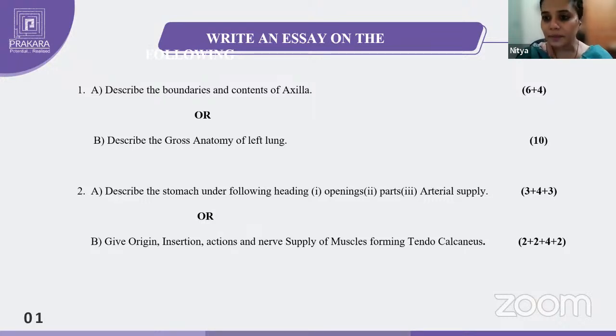So once again, I'm repeating. Your first part will be your essay. Essay will have 2 questions. Each question will have a sub question A and B. So you have an option. For the first question, you can either choose A or B. Same thing goes for the second question. You can either choose A or B. Make sure you always attempt the question which you are more thorough with. You have to draw a minimum of 3 diagrams. Use appropriate colors wherever required.